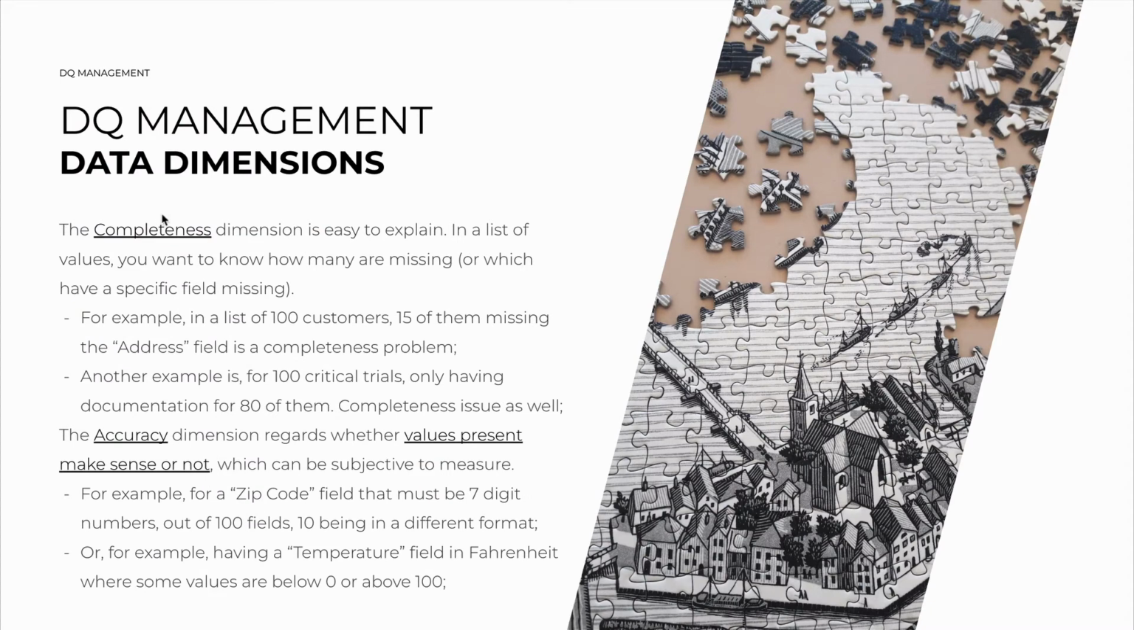Let's start with the completeness dimension in further detail. This one is very easy to explain. In a list of values, you want to know how many are missing. Or instead of full records being missing, which records have a specific field or a specific combination of fields missing. For example, we may be talking in a list of customers about customers that are missing, but we may also be talking about a list of customers that all exist, but 15 of them, for example, are missing the address field in specific. These are completeness problems.